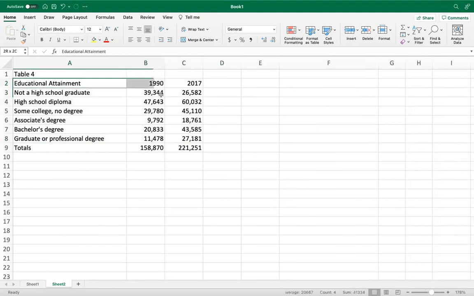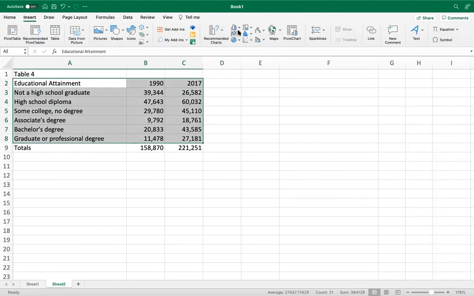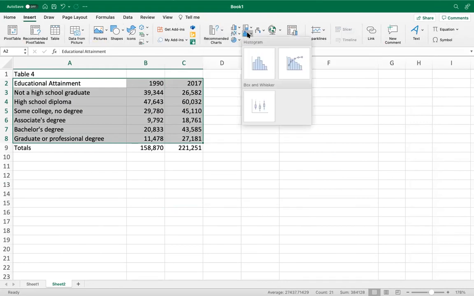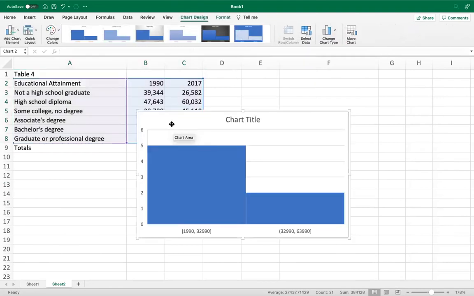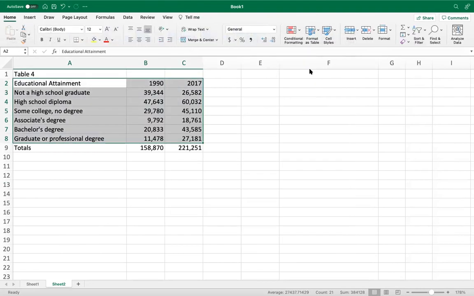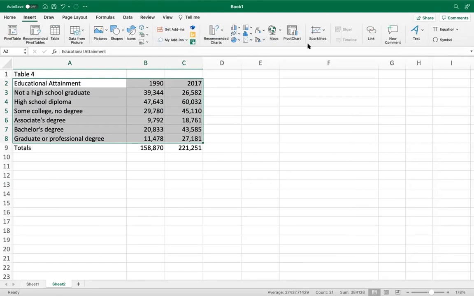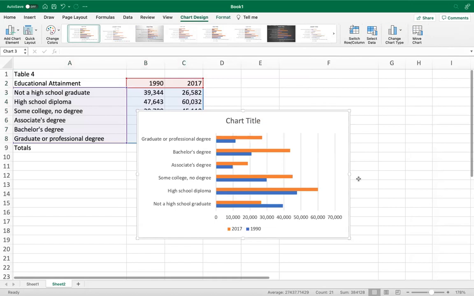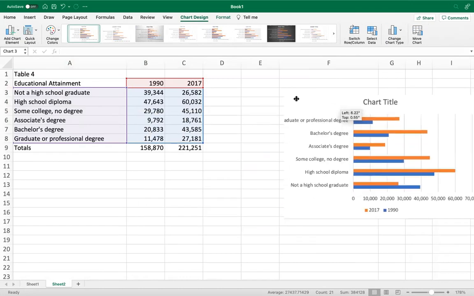Oh, there's a problem. Insert, and then we want a bar graph. Does this one look better? Yep. And there we go. This is a better representation. So the other one, the totals made it look as if it were like a different category that was way more awesome than the rest.